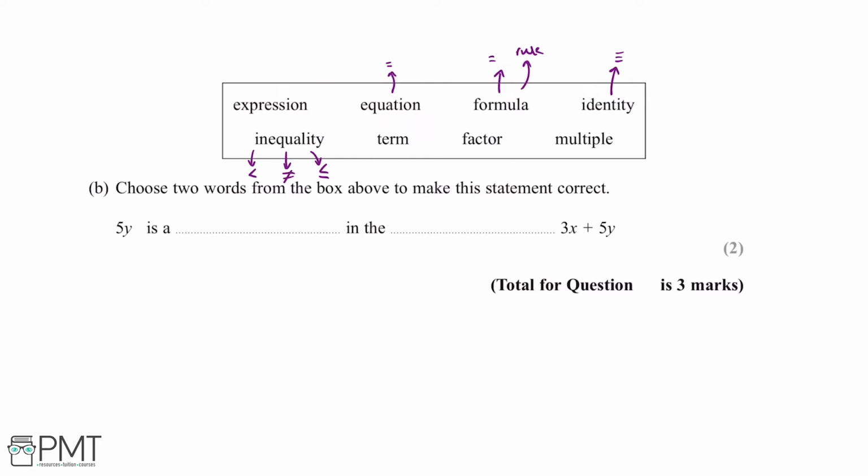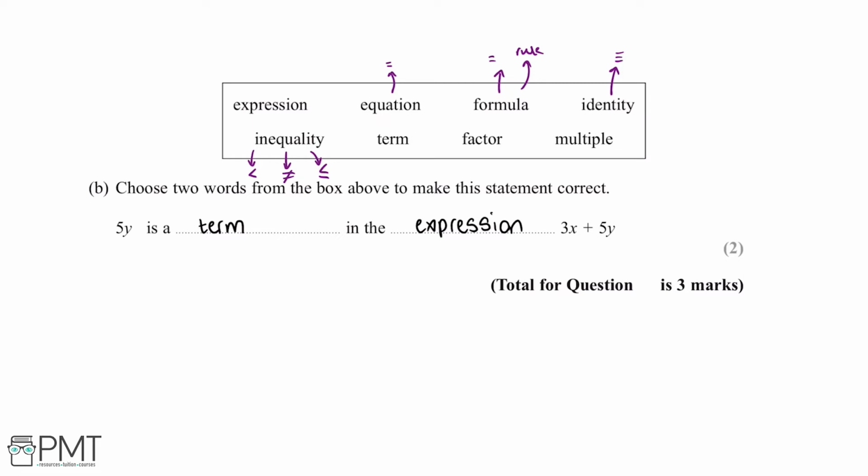So using these words, we can now fill in these gaps. So 5y is a blank in the blank 3x plus 5y. So we can see that 5y is contained in this 3x plus 5y. However, it's not a factor or a multiple of it, meaning it's just a term. And then 3x plus 5y does not contain any equality or inequality symbols, meaning it's an expression. So 5y is a term in the expression 3x plus 5y.